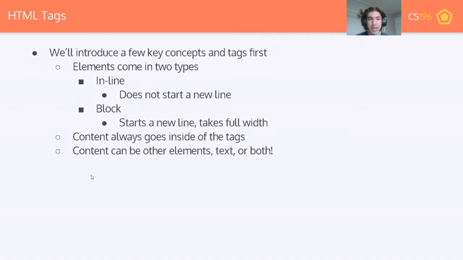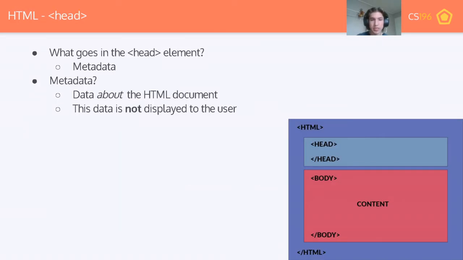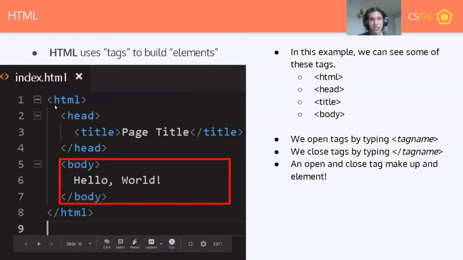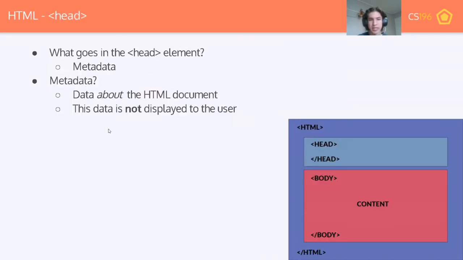Content always goes inside of the tags, as we saw before, and the content can be elements, text, or both. And so in our previous example, we'll look here. The HTML element has other elements inside of it, the head element and the body element, and those can have elements inside of them. The head element, for example, has title.